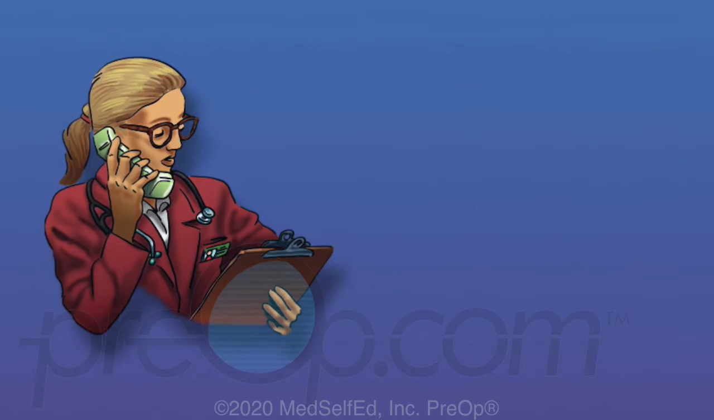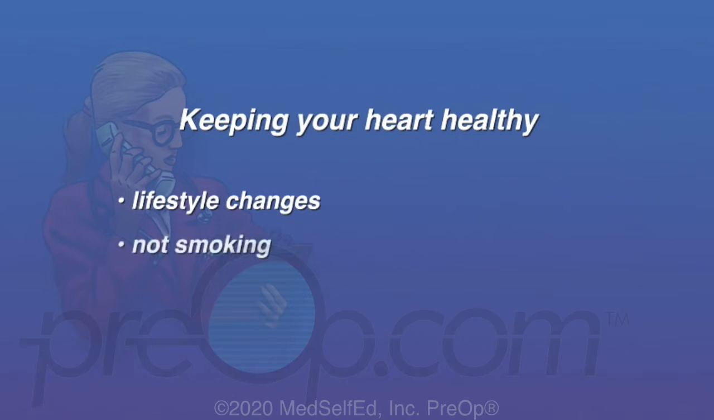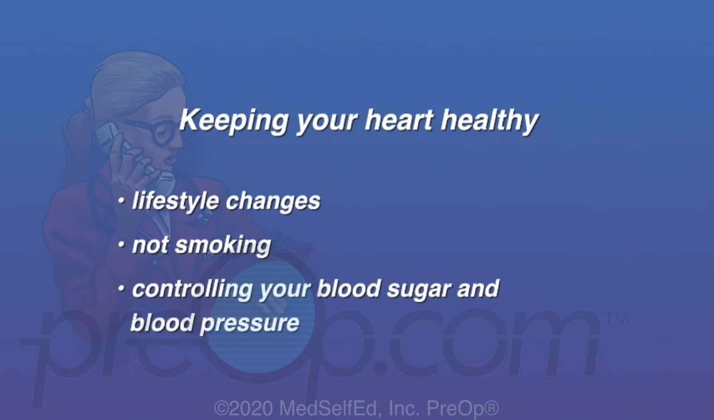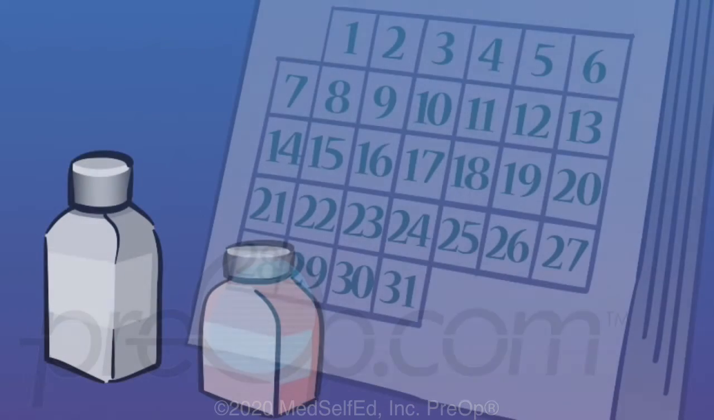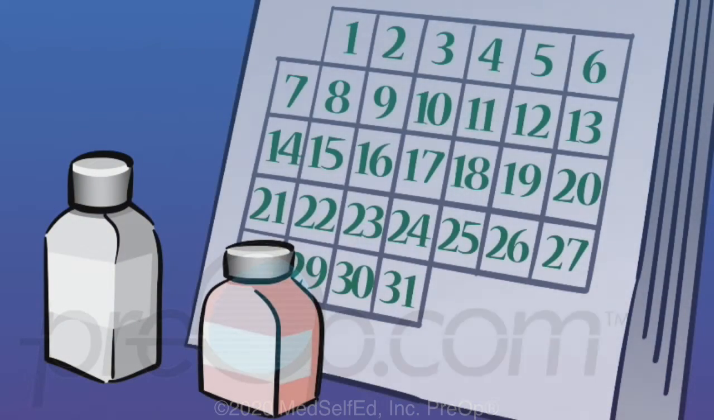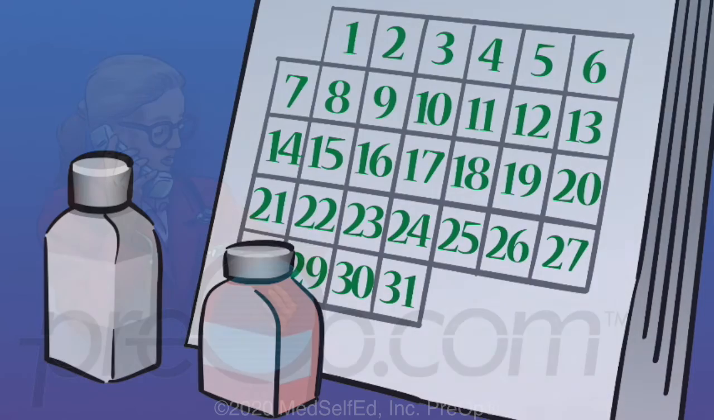Angioplasty is not a cure for heart disease. Keeping your heart healthy depends on you making lifestyle changes, not smoking, controlling your blood sugar and blood pressure. You may need to take aspirin or other medications for months or years to prevent a blood clot, depending on your situation. This is critical to prevent a stent from becoming blocked.